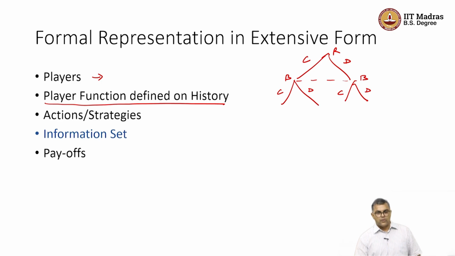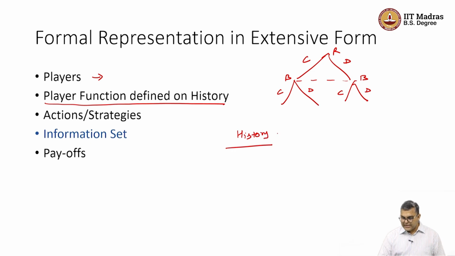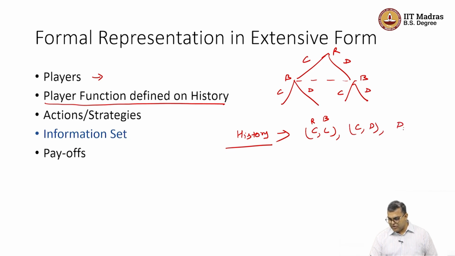So now the first thing that we need to define is called history. What is a history? History is basically a sequence of actions that takes the game from the initial node to a terminal node. So what are the possible histories? We can say C comma C is a possible history. If you want to add, you can also say that here Ranga is deciding C and here Billa is deciding C. But you do not need to mention all these things because players are already listed, and once we say player function it will become clear. So C comma C, C comma D, D comma C and D comma D are 4 different histories.